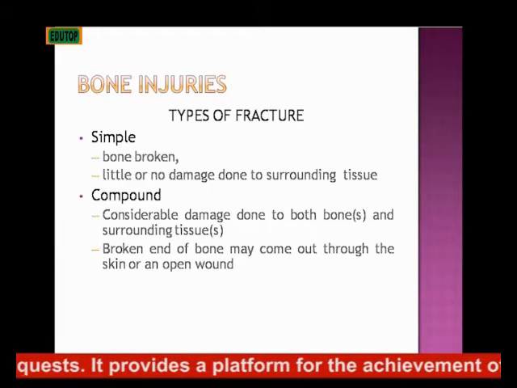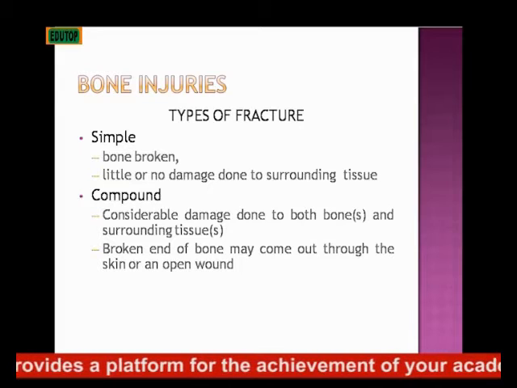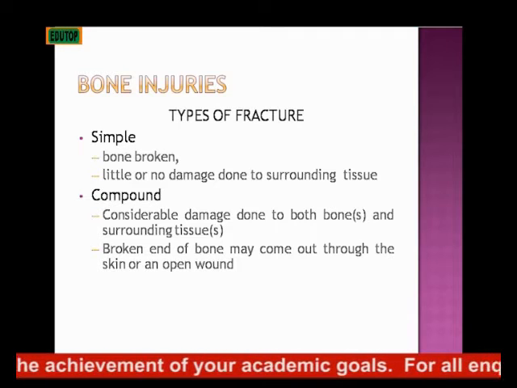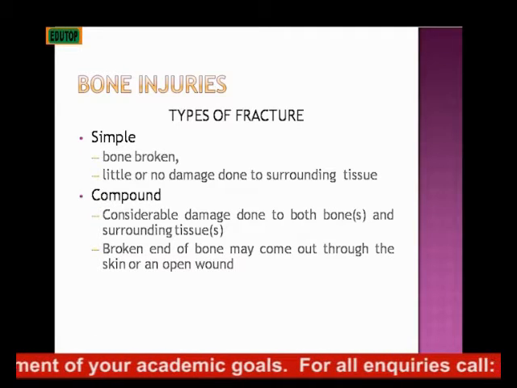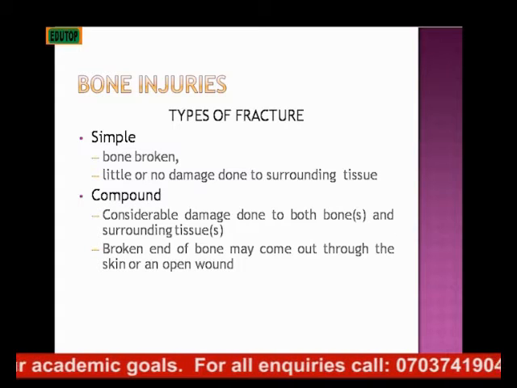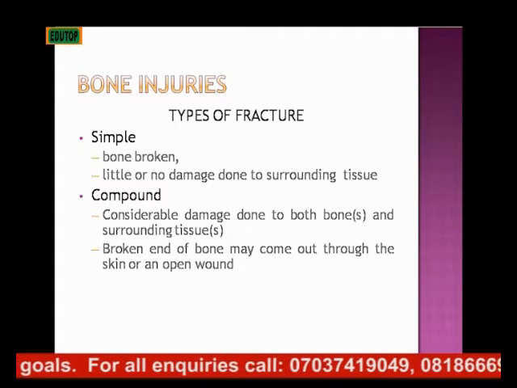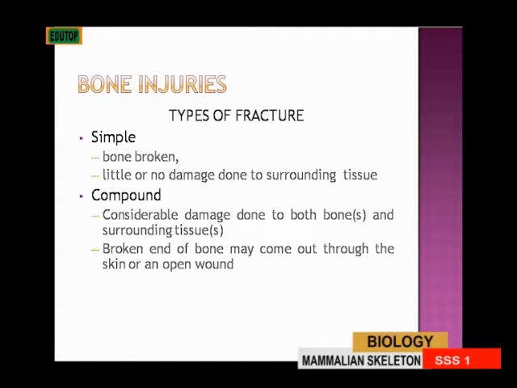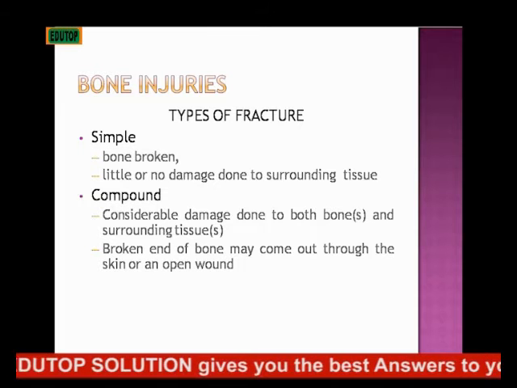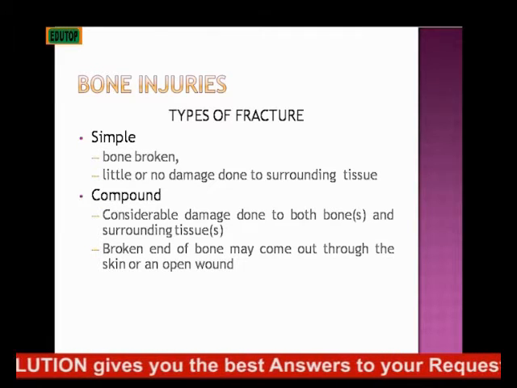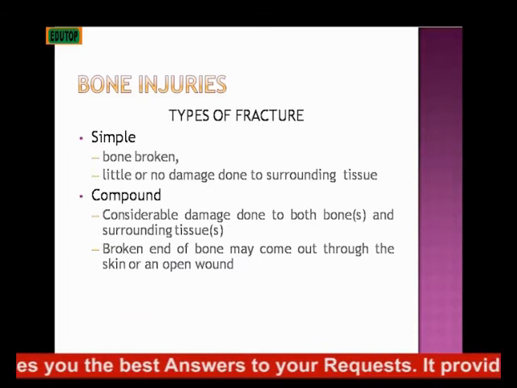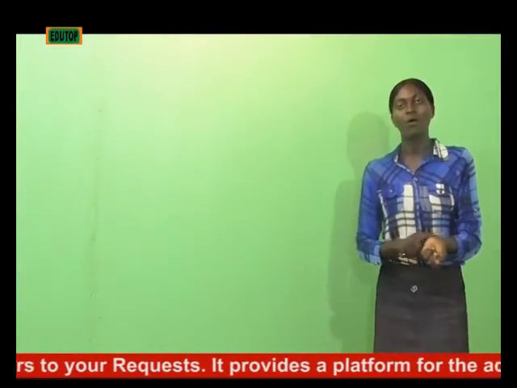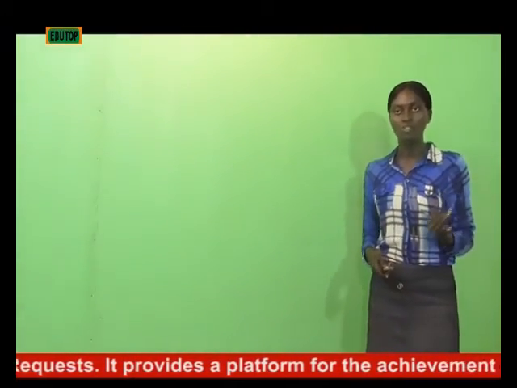Then the second type of fracture is the compound fracture. In a compound fracture, we have considerable damage done to both the bones or the singular bone. It depends on how terrible it is. Both the bones and the surrounding tissue, both of them are affected. Then the broken end of the bone may come out through the skin or an open wound. For instance, when a part of the bone is broken, the broken end may come out through the skin or the open wound in a compound fracture.